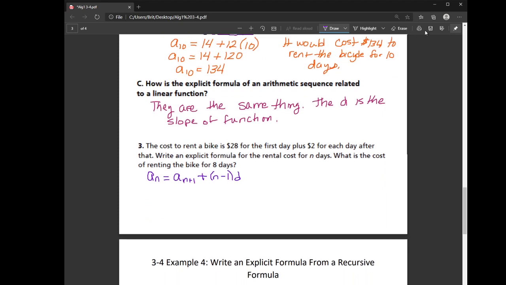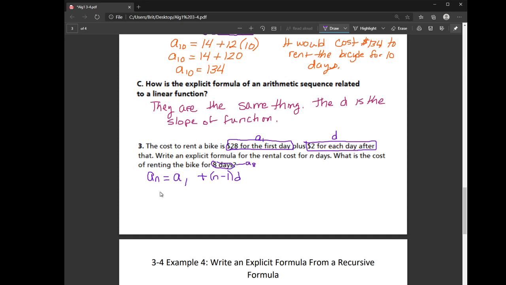Okay. So let's go ahead and figure out these terms. So that should say a sub 1, not a sub n minus 1. I'm sorry about that. So my a sub 1 is $28 because that's what happens on the first day. Okay, so here's my a sub 1. Plus $2 for each day after. That's our common difference, right? So there's our d. And then this thing is asking for a sub 8.